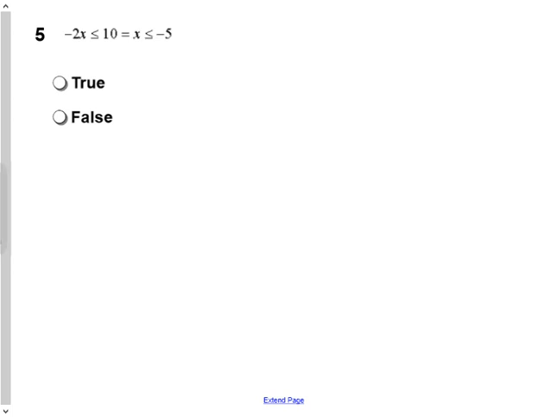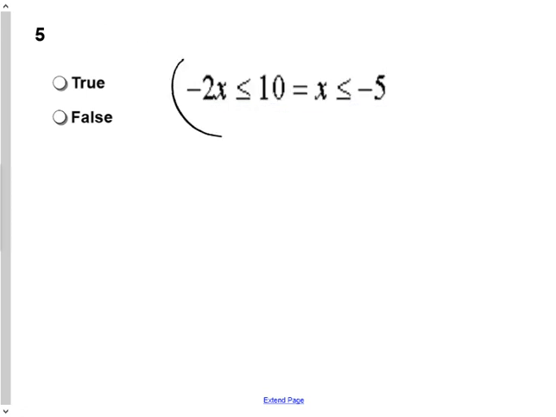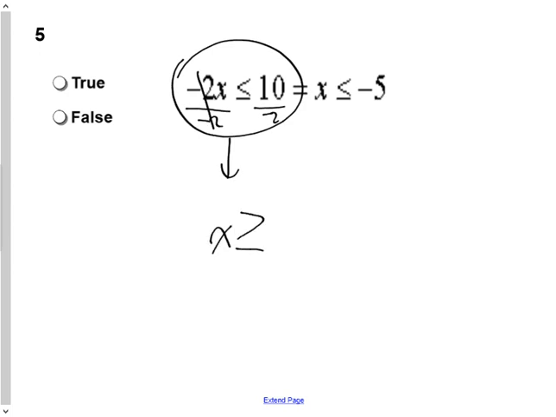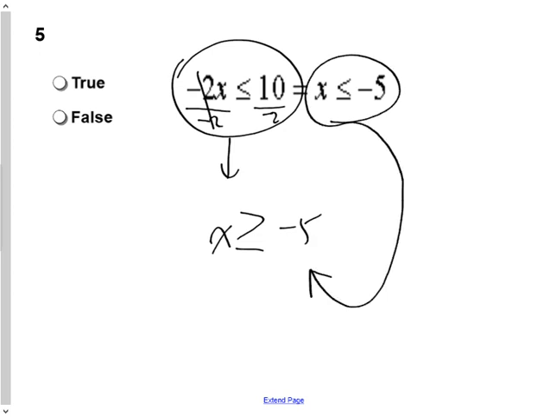Question 5 says negative 2x is less than or equal to 10, which is the same thing as all values less than or equal to negative 5. If I take this and divide both sides by negative 2, I have to flip my sign because I divided both sides by negative 2. And here I would have x is greater than or equal to negative 5. Since these are not the same thing, the answer for question 5 is false. Because when you divide by negative 2, you must flip your inequality sign.